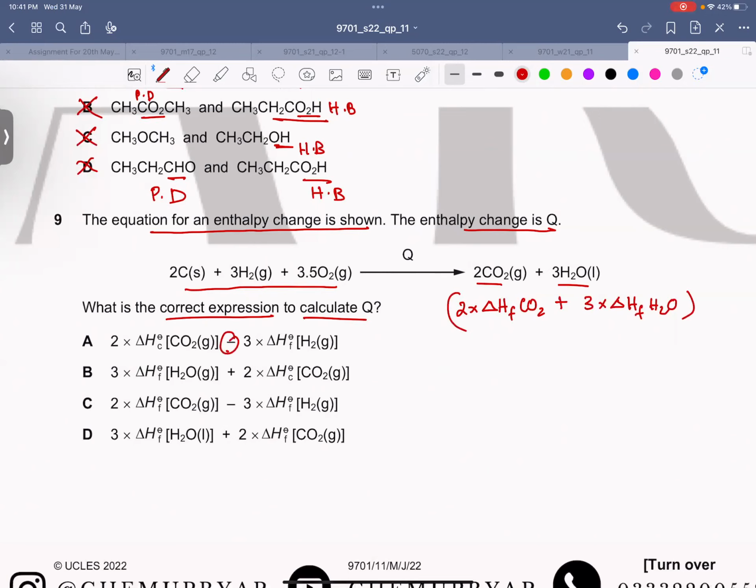Here there is a minus and minus, which makes A and C wrong. And as water is liquid and here water is gas, so B goes wrong. And your correct answer is D. Yes, is this clear?